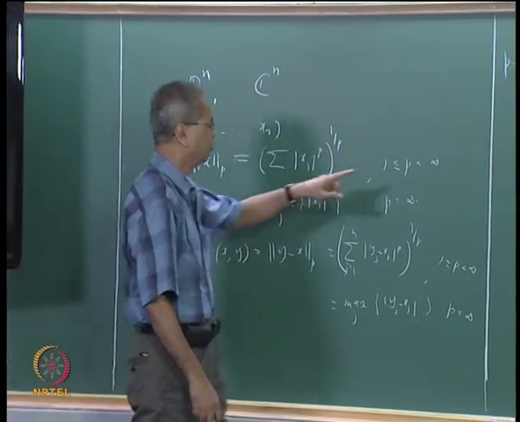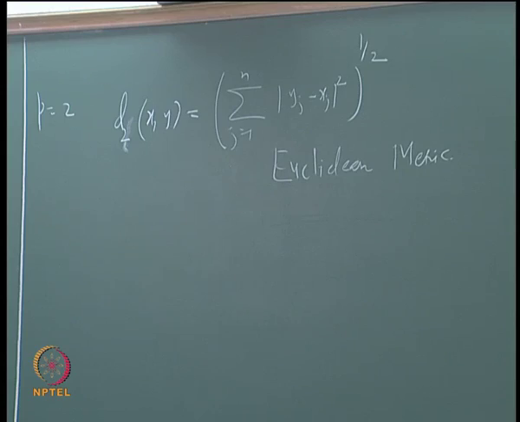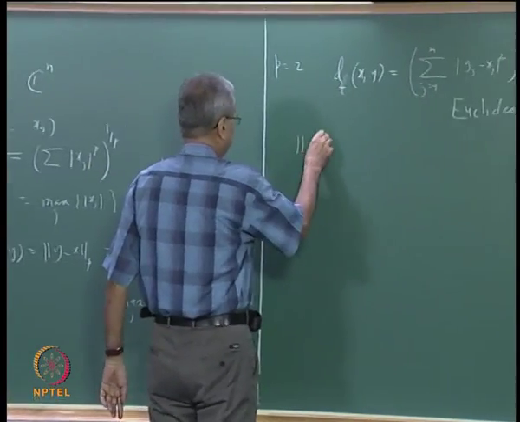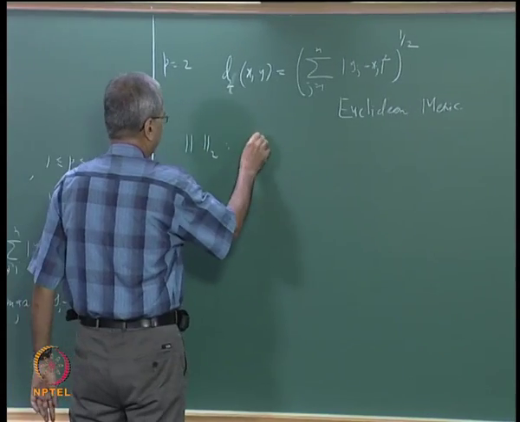Similarly, for p equal to 2, the corresponding norm is also called Euclidean norm. That is, this norm suffix 2 is also called Euclidean norm.